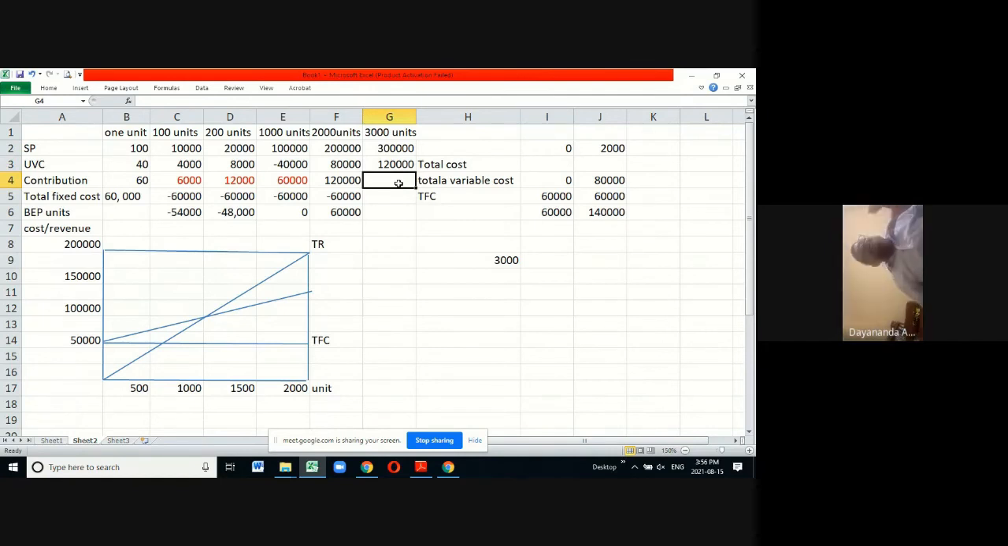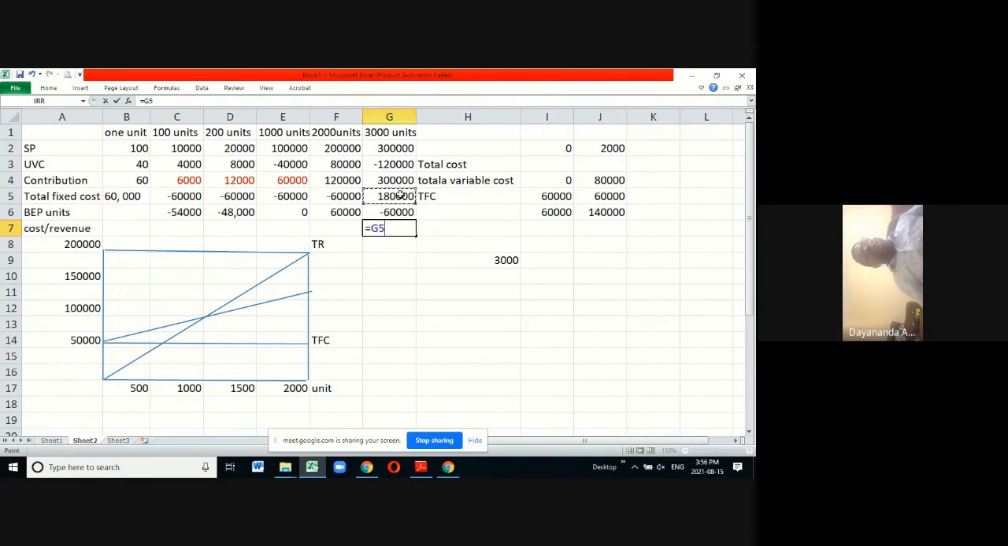And you know this is a minus figure, because it's an expense. So you can get the difference, the answer, 180,000. Here, of course, 60,000 is the fixed cost. Fixed cost remains constant. So what happened? Profit would be the balance.